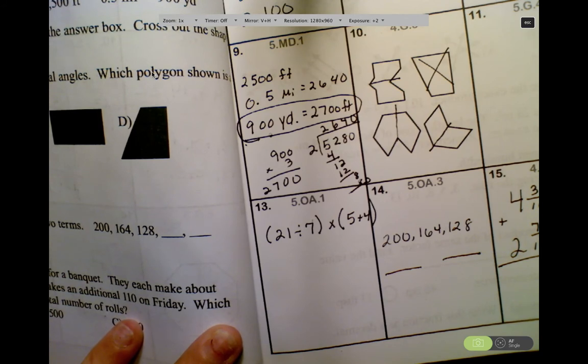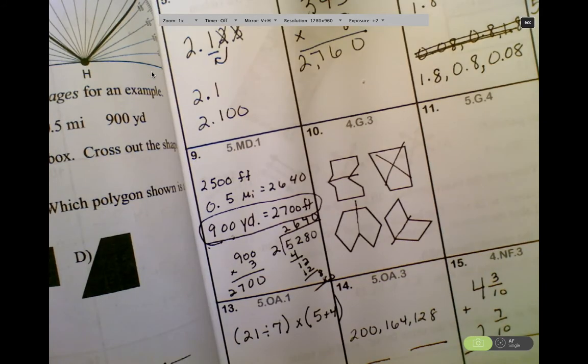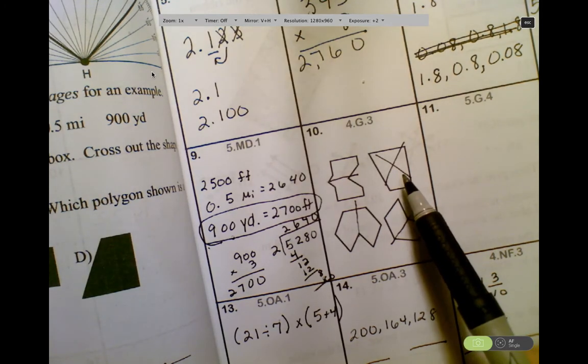The next one is number 10, and it says to draw a line of symmetry and then cross out the shape that doesn't have a line of symmetry. So I have done that. This is the one that doesn't have a line of symmetry.